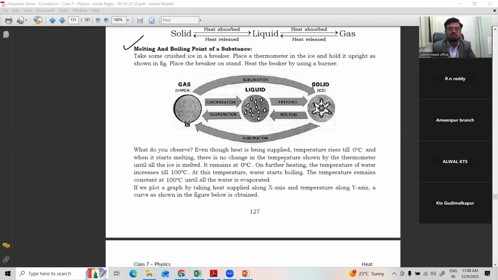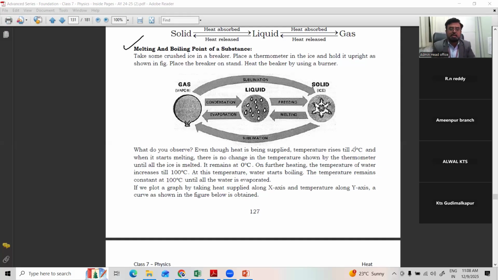Even though heat is being supplied, the temperature rises to 0 degrees Celsius, and when it starts melting, there is no change. Suppose ice pieces are there. Initially 0 degrees. Even while the ice is completely melting, there won't be any change in temperature. It shows 0 only. Once it has completely melted, then the temperature starts rising. Means some hidden temperature is there.